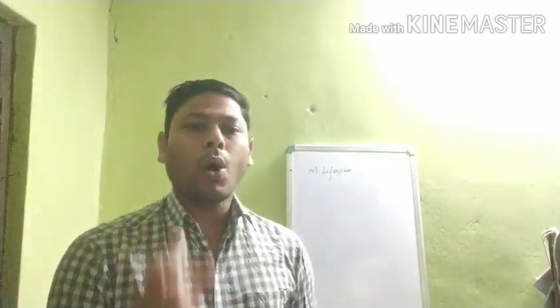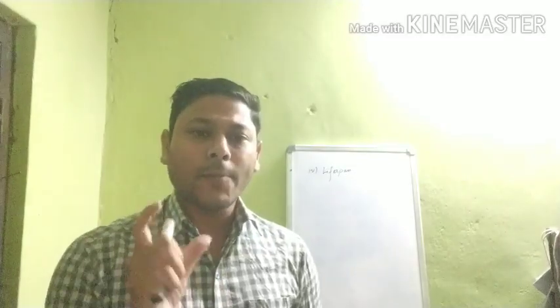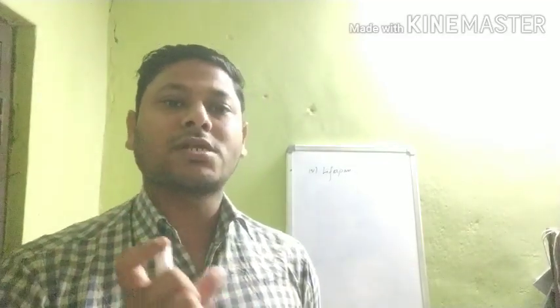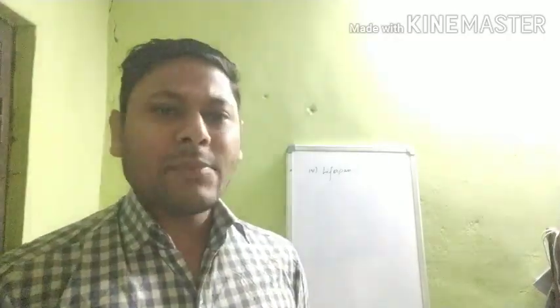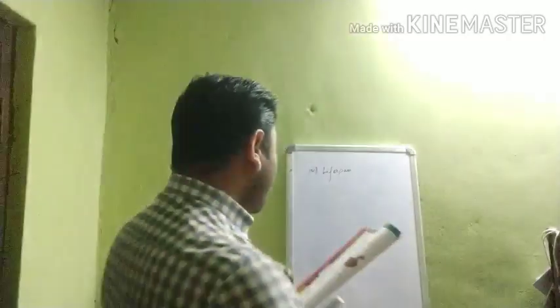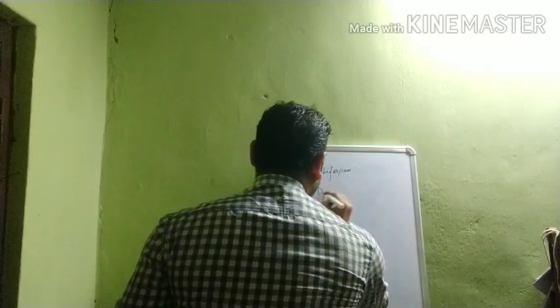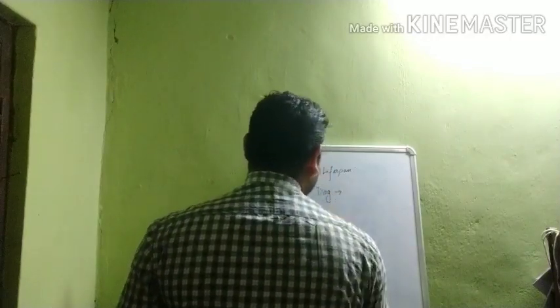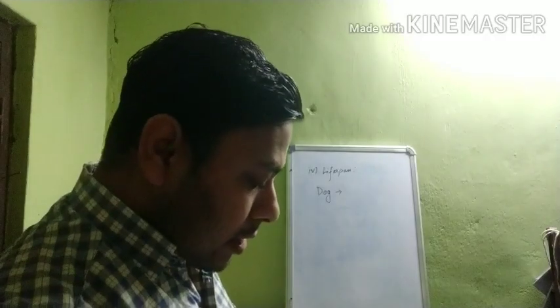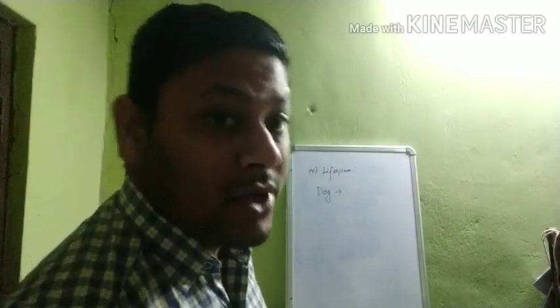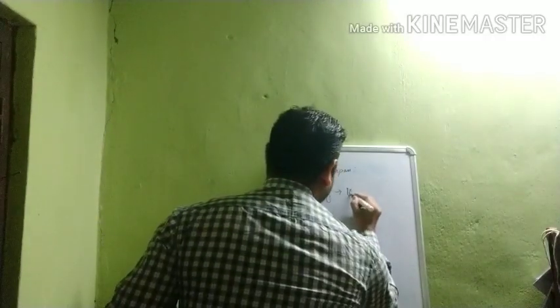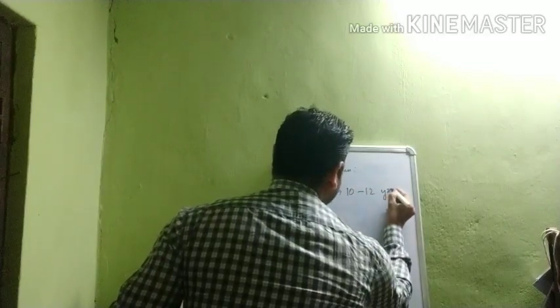All living things live up to a certain age, that is called the lifespan, right? Lifespan means all living things live up to a certain limit, up to a certain age, that is known as your lifespan. The lifespan of a dog is how many days, how many months, or how many years? Dogs live for 10 to 12 years.